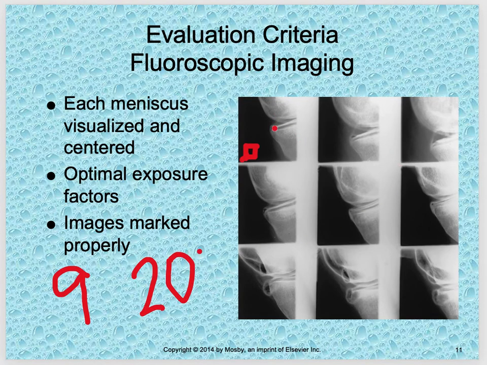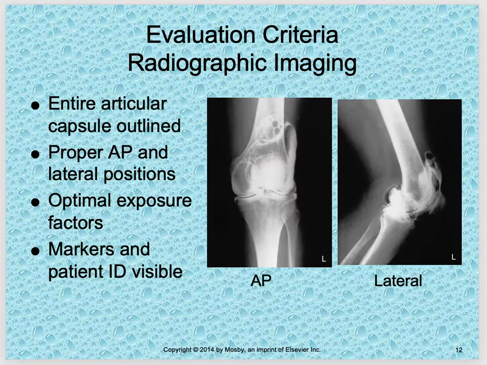So you would start, this is 1, rotate 2, 3, 4, 5, 6, 7, 8, 9, and that is the imaging that is done for the knee. So remember that there's 9 images and each are 20 degrees apart.